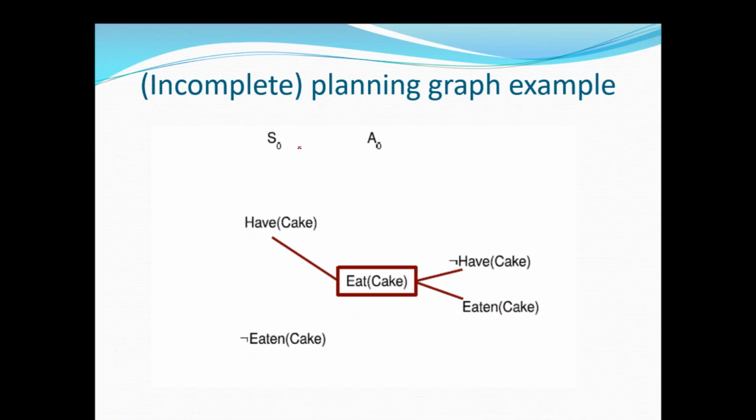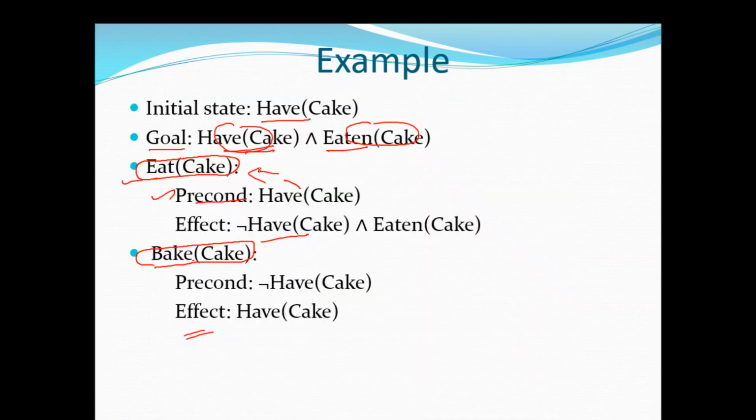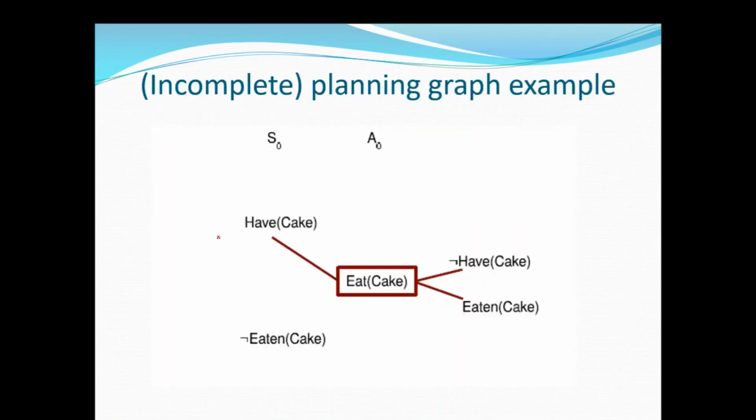So this is the initial planning graph. It's an incomplete planning graph. Later we will discuss the complete planning graph, but let us try to understand this. You can see here what the initial state is. As per this, the initial state is have cake. So in S0 we have only have cake. This is the fluent which is given.